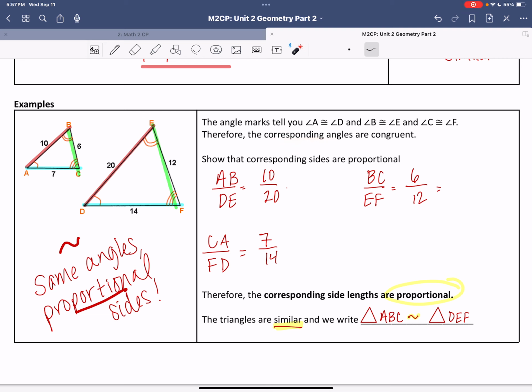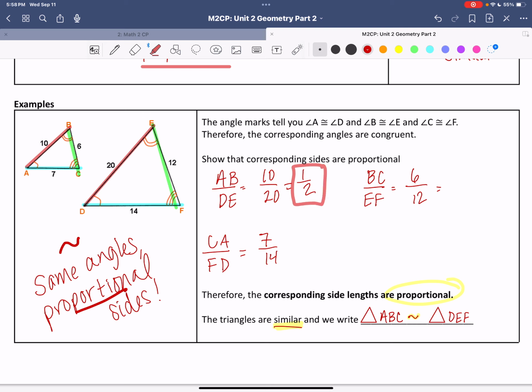Now we're going to show that the sides are proportional. When you show that the sides are proportional, you have to take the corresponding sides and set up your ratio. So for this one, we have AB, because angles A and D are congruent and B and E are congruent, so we know that DE is the corresponding side. So 10 corresponds with 20. That's why we set up those two sides, because they correspond with each other. And then this simplifies to 1/2. So your highlighted side has a ratio of 1/2.